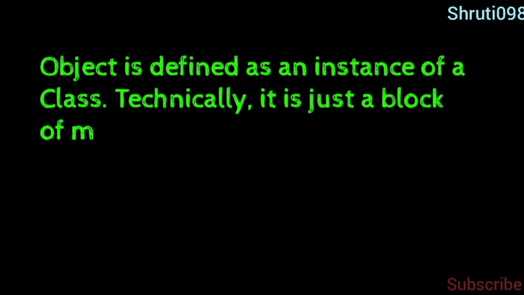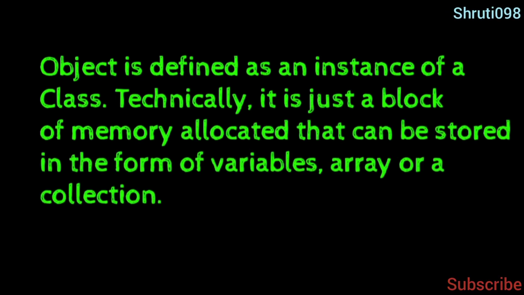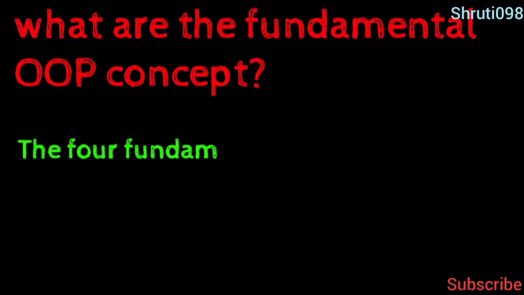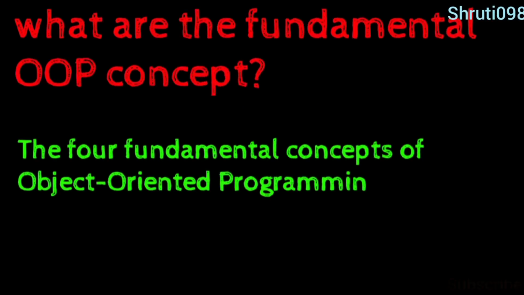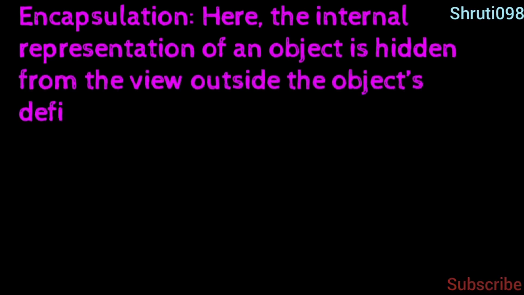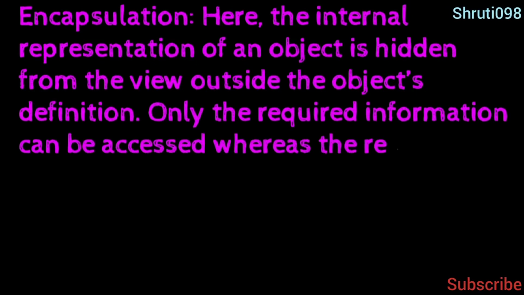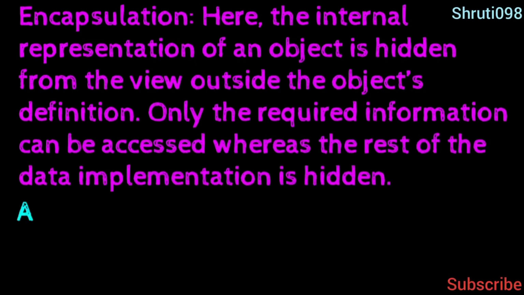Technically, it is just a block of memory allocated that can be stored in the form of variables, array or a collection. Question: what are the fundamental OOP concepts? Answer: the four fundamental concepts of object-oriented programming are encapsulation. Here, the internal representation of an object is hidden from the view outside the object's definition. Only the required information can be accessed, whereas the rest of the data implementation is hidden.